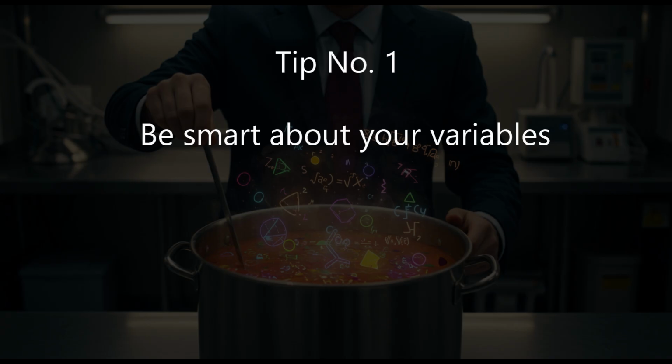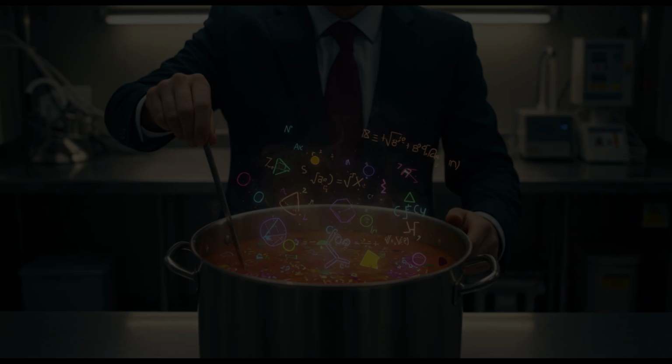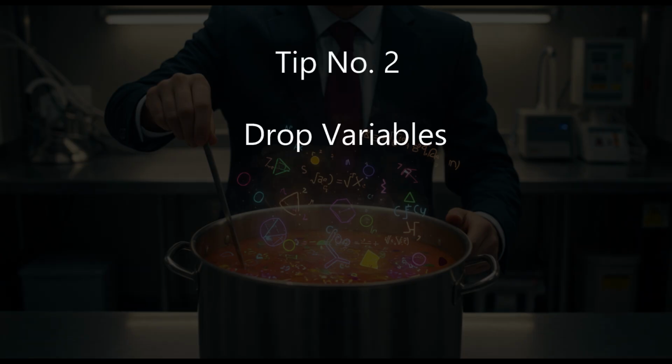Don't regress blindly except perhaps as an exploratory procedure. Tip number 2, drop variables. Don't throw in everything. If total cost is made up of fixed costs and variable costs, choose what matters. Maybe keep fixed costs and variable costs and drop total cost, or vice versa.